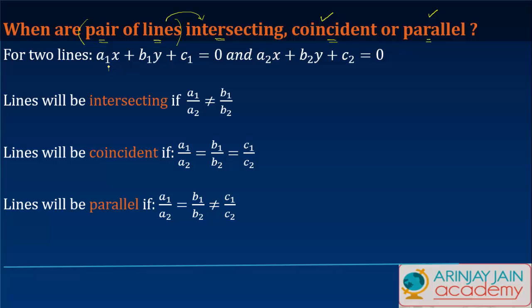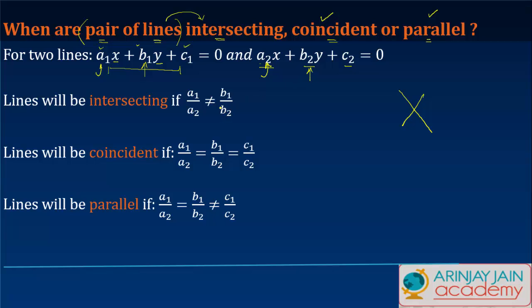Let's say you have the equations of two lines. The first is a1x plus b1y plus c1 is equal to 0, where x and y are the variables, a1 and b1 are the coefficients of x and y, and c1 is a real number. And the second line is a2x plus b2y plus c2 is equal to 0. The lines will be intersecting, which means they will be meeting each other, if a1 upon a2 is not equal to b1 upon b2.